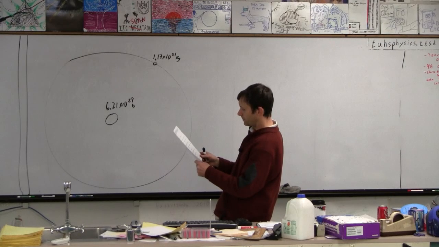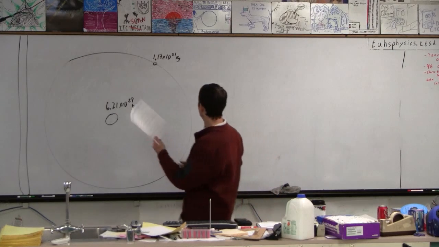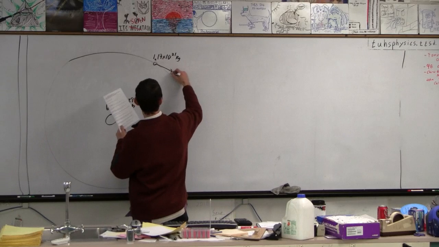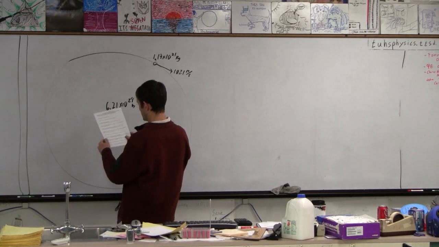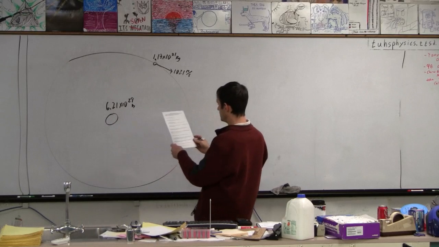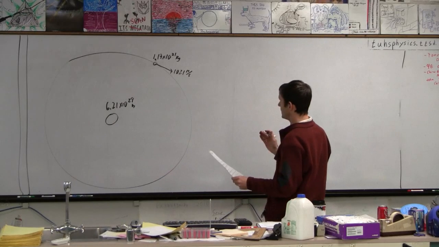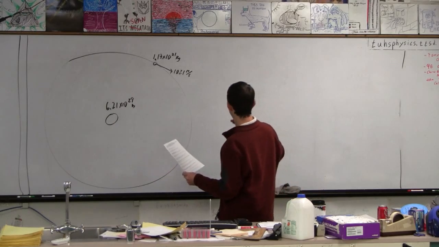Okay, and then this guy's moving with a speed of 1,021 meters per second. And the first question says, what is the distance between the moon and the planet? And we are going to do that using the condition of orbit.